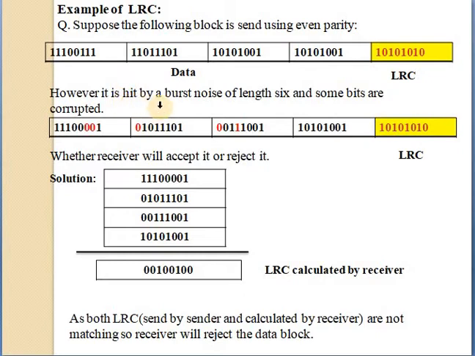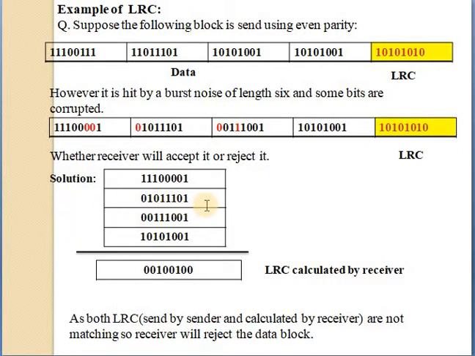After sending that data, noise is created in the data. Here it is changed to 1 1 1 0 0. Here 2 bits are changed, that is, a 1 is replaced with a 0, and again a 1 is replaced with a 0. So in the first data unit there is an error. Likewise in the second and third data units errors occurred, or burst noise occurred. Whether the receiver will accept or reject this data is the main question.